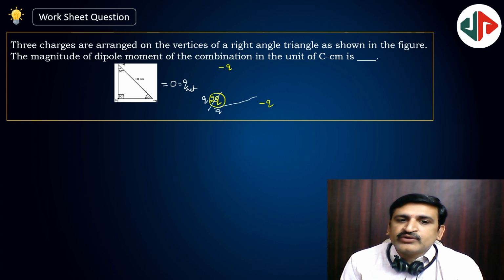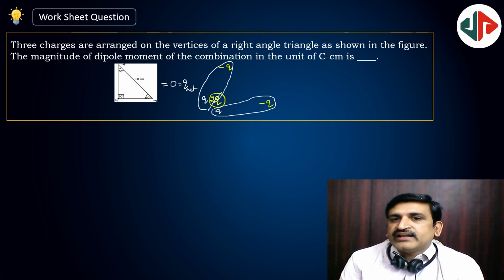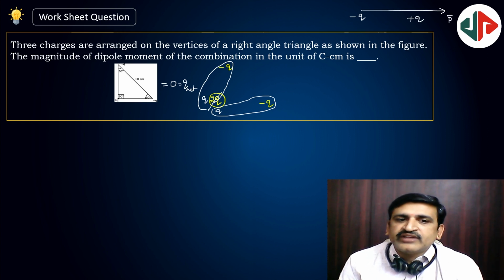This q and q will become a dipole and this q and q will become another dipole. The dipole direction is from minus q to plus q, negative to positive and away. One dipole direction will be like this, I can call it P1. Another dipole, negative to positive and away, will be this way because it is a negative charge and this is the positive charge. It is another dipole, P2.